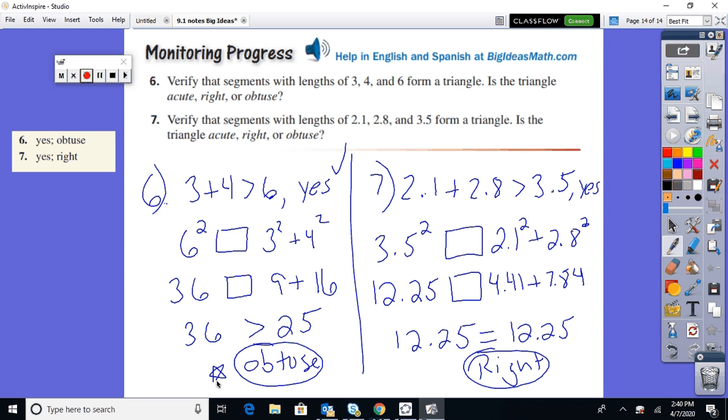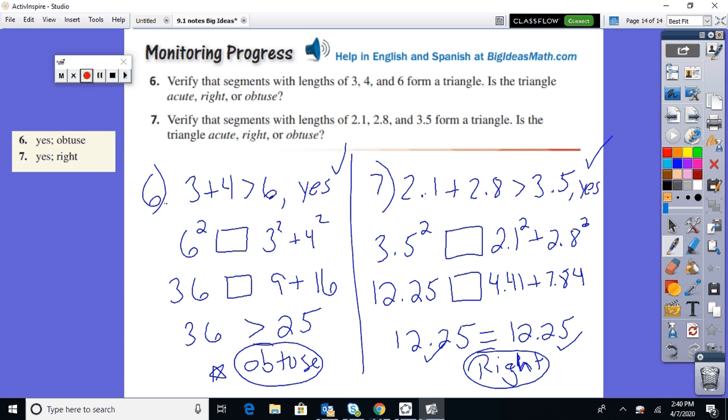And then the decimal one. First off, does it make a triangle? You know it. So then square everything, see what happens. 3.5 squared compared to 2.1 squared plus 2.8 squared. So look at that. Oh, they equal each other. If you get the same thing on both sides, then it's a right triangle. Oh yeah, of course it is. That's the game we've been playing.